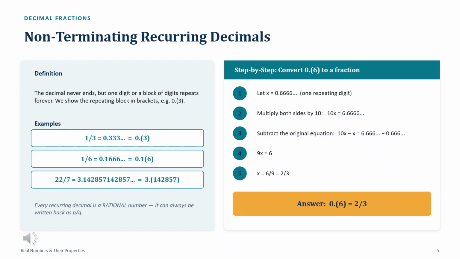Let's convert 0.6 repeating back into a fraction. Let x equal 0.666 and so on. Multiply both sides by 10, giving 10x equals 6.666 and so on. Now subtract the original equation from this one. 10x minus x equals 6.666 minus 0.666, which leaves us with 9x equals 6. Divide both sides by 9 and x equals 6 over 9, which simplifies to 2/3. So 0.6 repeating equals 2/3, and every recurring decimal is, in fact, a rational number.